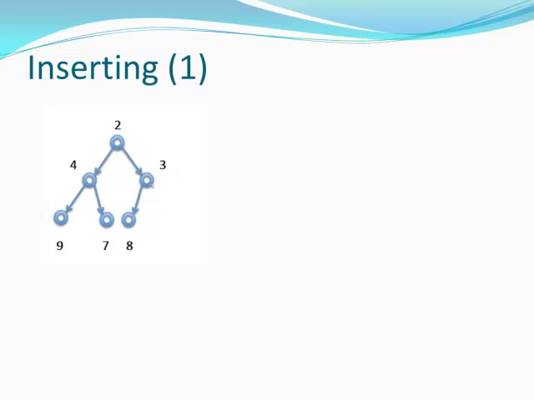So now let's say you insert 1 into this heap. Clearly it violates the heap order property, which means that 1 is now less than 3. Therefore we have to do a swap between 1 and 3. So our new heap would look like this: 2, 4, 1, 9, 7, and then you'll have 8 here and 3 here. Now there's still a violation of the heap order property here.